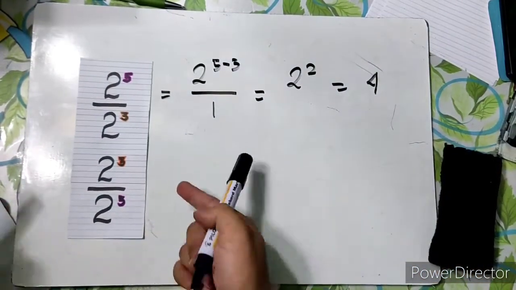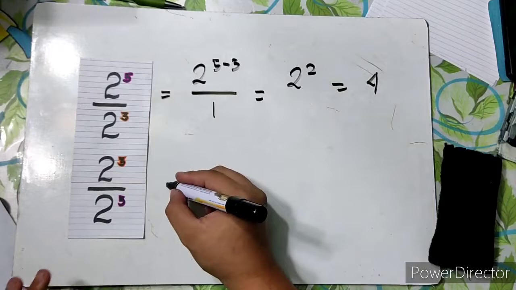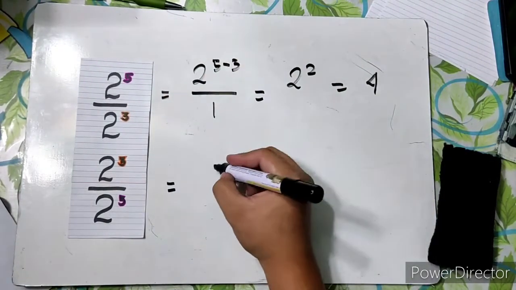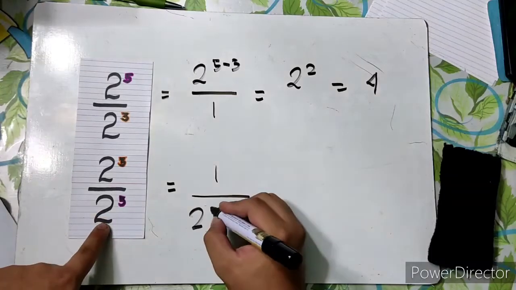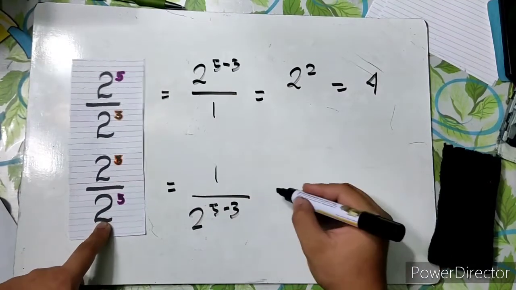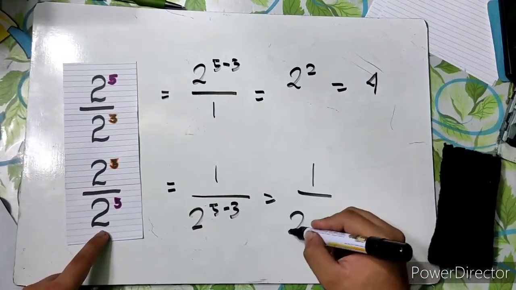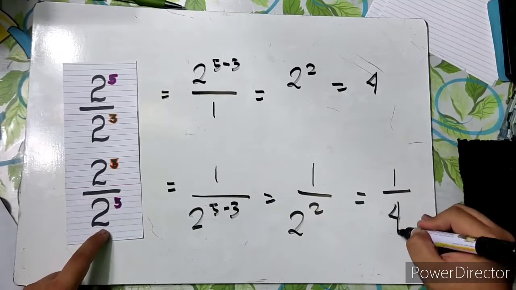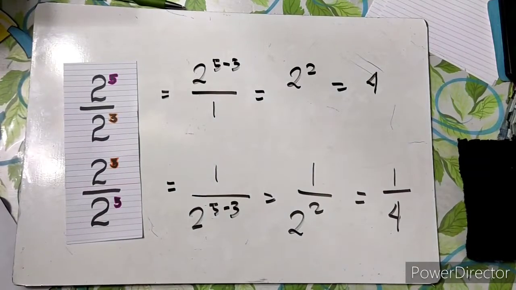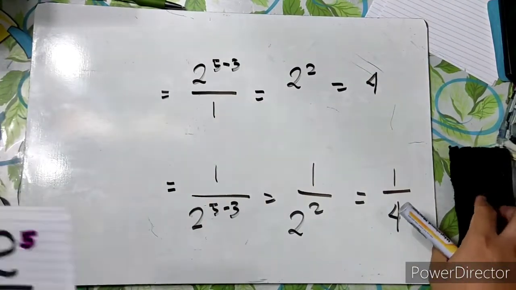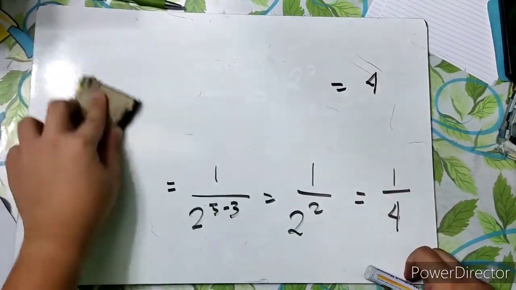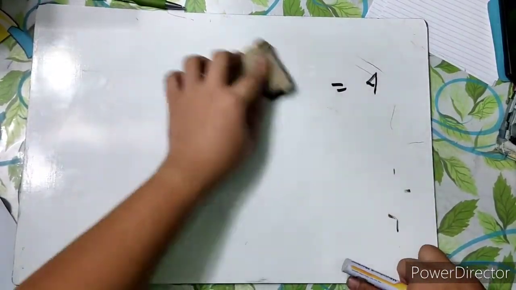But how about this one? The greater exponent is on the denominator. So we'll be doing just the inverse of this. So 1 over 2 raised to 5 minus 3 will become 1 over 2 raised to 2 or 1 over 4 or 1/4. Now on the exponents, we're done with the polynomials. Now on the exponents, on their exponents.